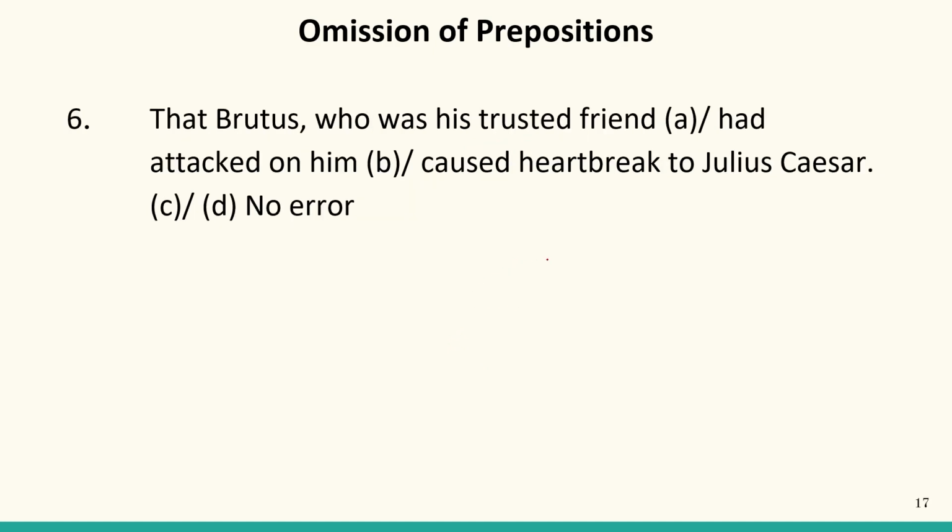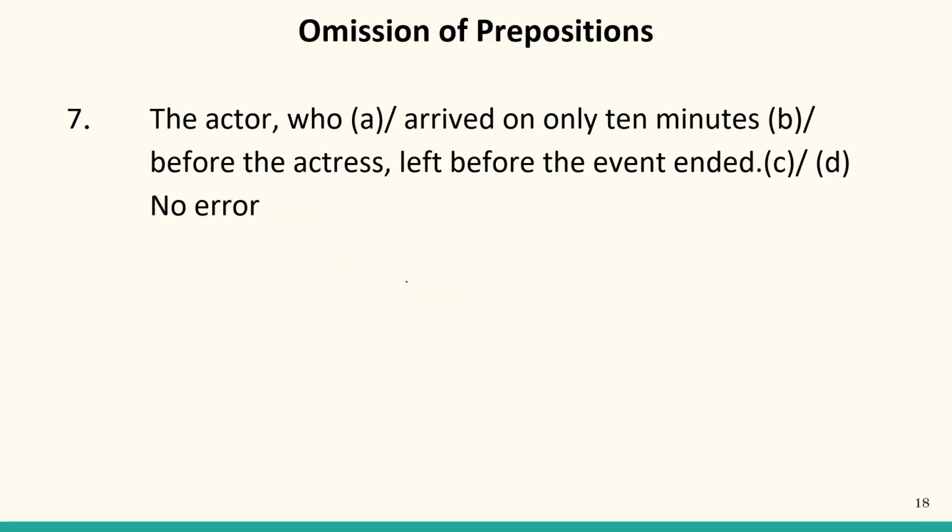That Brutus, who was his trusted friend, had attacked on him, caused heartbreak to Julius Caesar. Again, here we have a verb, attacked. It is a transitive verb. It should not be followed by a preposition on. So answer should be B. That B part contains the error.